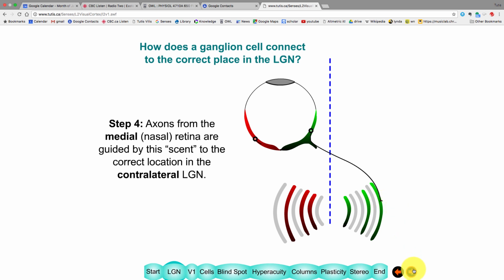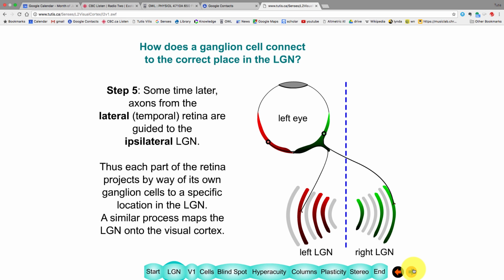Sometime later, the cells on the opposite side of the retina start growing, and they know not to cross because the scent over on this side is the scent they're looking for. And in this way, the lateral geniculate develops a visual representation of the retina. So cells over here are mapped to here, and you can see the picture of the retina on these layers.